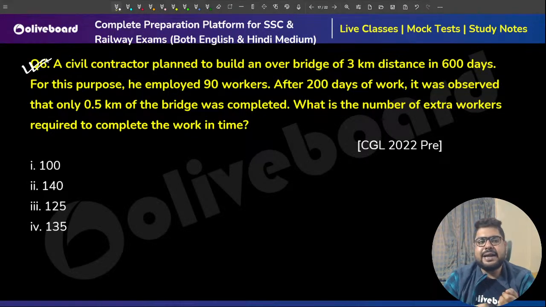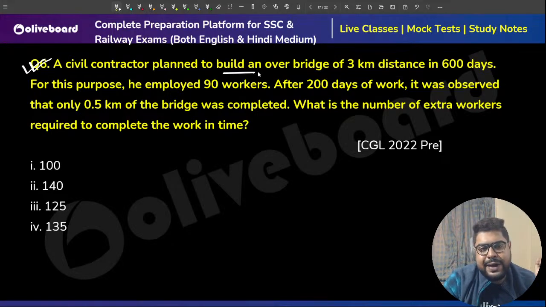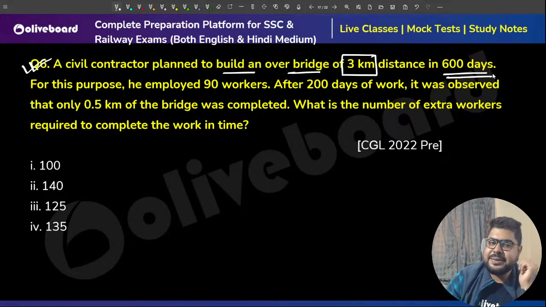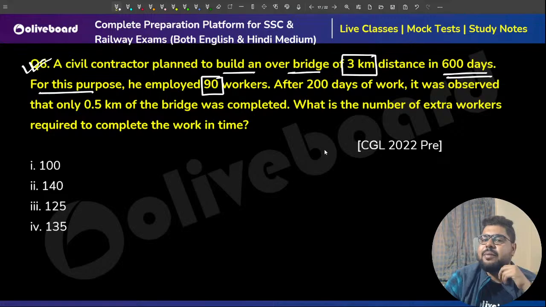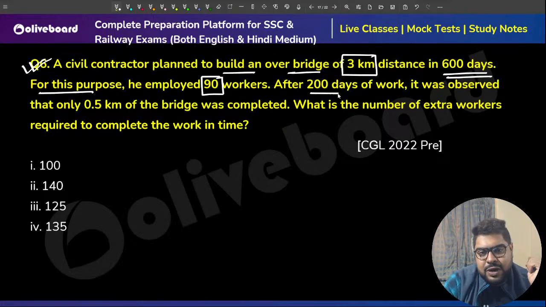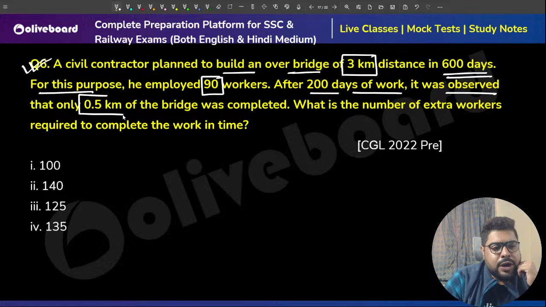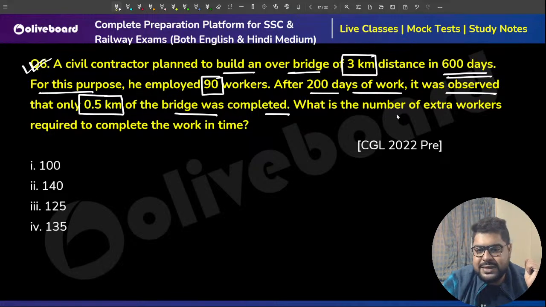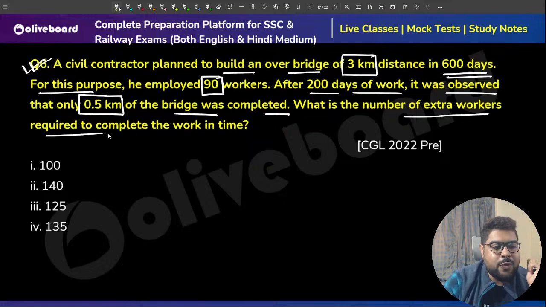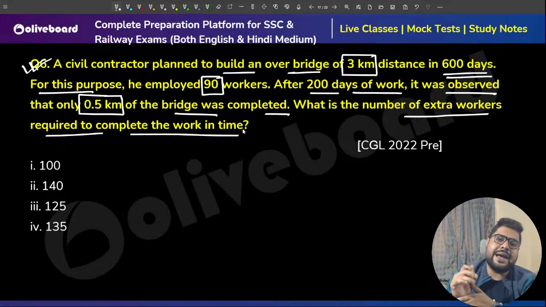Let's understand. A civil contractor planned to build an overbridge of 3 kilometer distance in 600 days. For this purpose, he employed 90 workers. After 200 days of work, it was observed that only 0.5 kilometer of the bridge was complete. What was the number of extra workers required to complete the work in time?